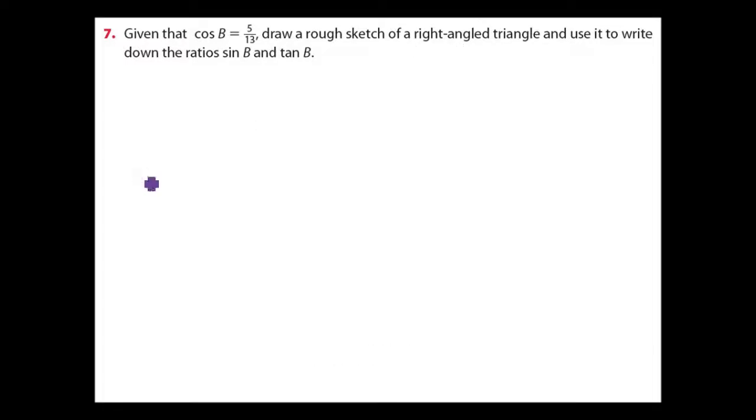Okay, example 4. It tells us here we want to draw a triangle that looks like this, where we know cos B. So we'll draw any right angle triangle. It doesn't have to be to scale. It's just a sketch. We'll call out one of the angles B. We can label the sides compared to B. This would be the opposite side, the adjacent side, and we have our hypotenuse.